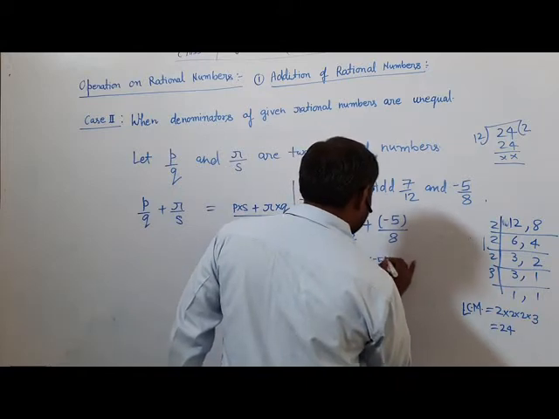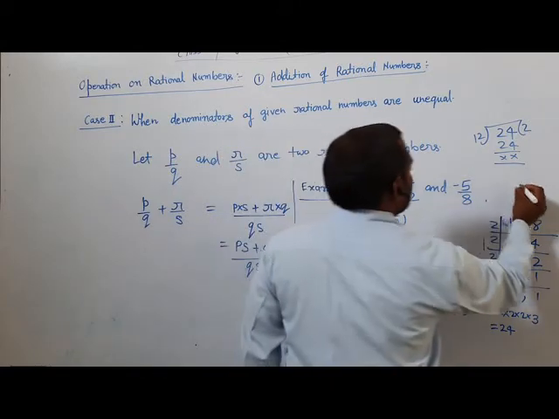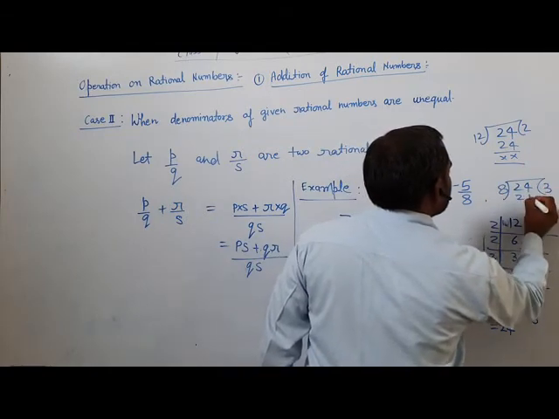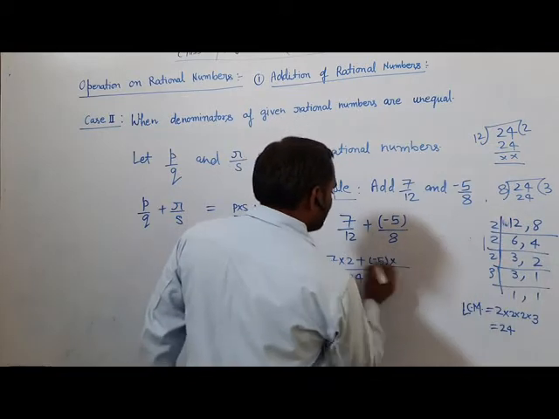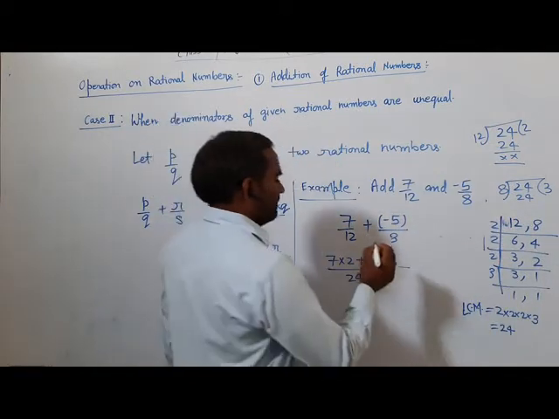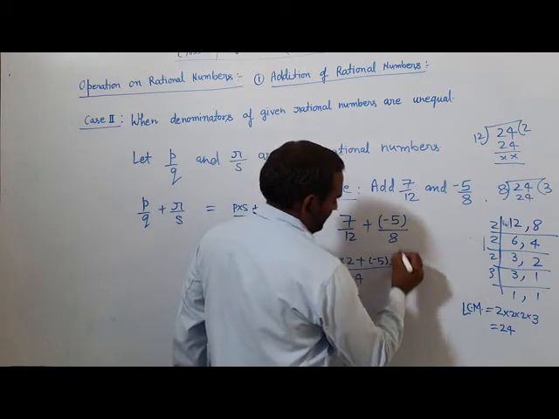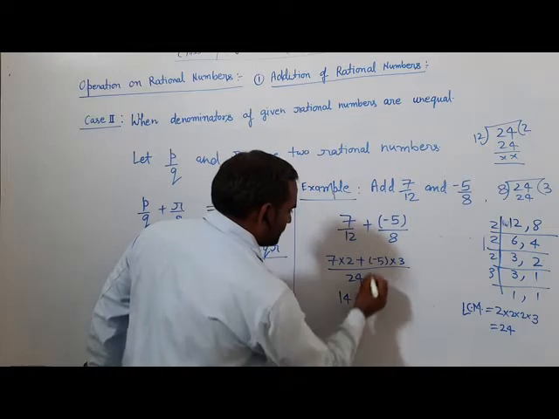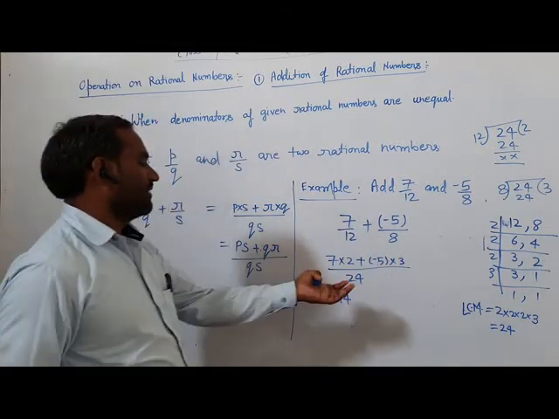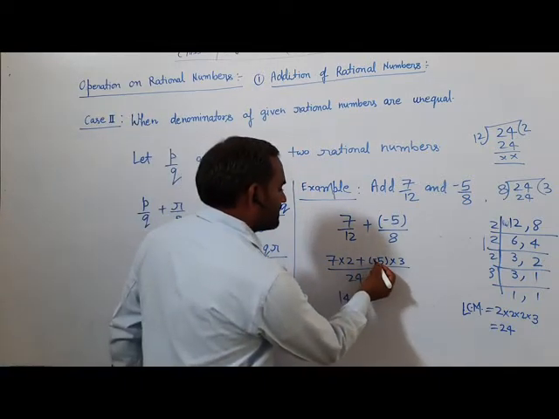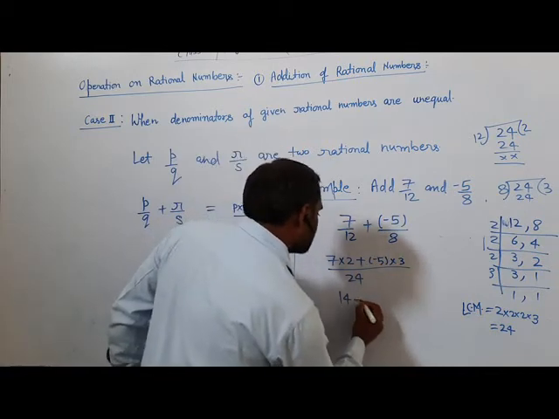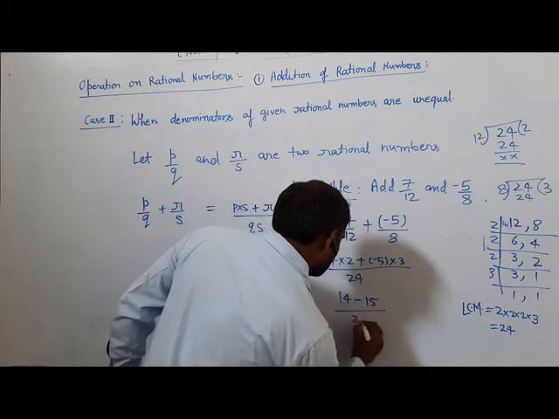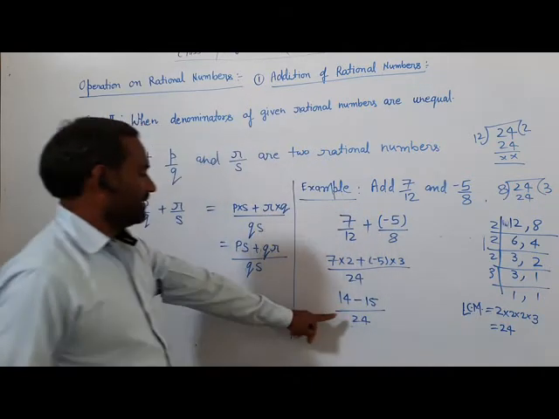minus 5 into divide 24 by 8. 8 3 ja 24, 3 times. So we multiply minus 5 by 3. 7 2 ja 14. Now multiply the sign. Plus minus minus, minus plus minus. 5 3 ja 15 by 24.